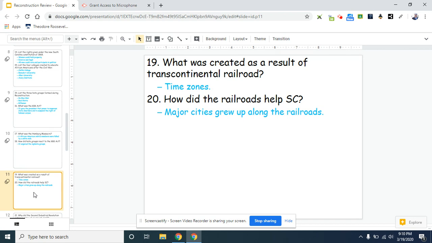How did the railroads help? Major cities grew up along railroads, guys. If you have transportation and logistical support, you good to go. Okay, that's like why major cities are often hubs for interstates and things like that. We have 2 or 3 interstates coming in one place. It's convenient, and convenience breeds economy, right?